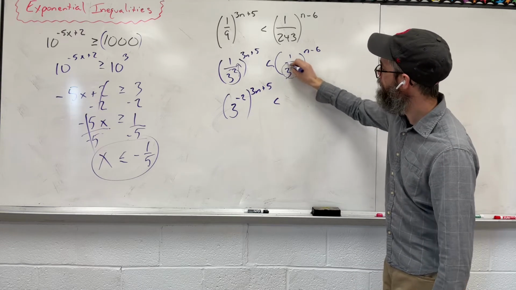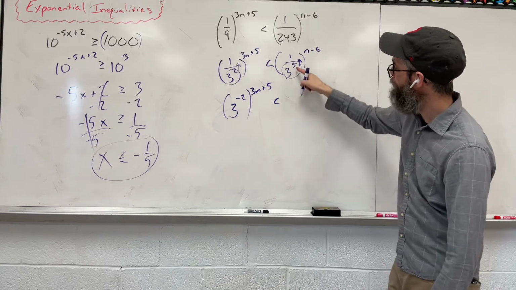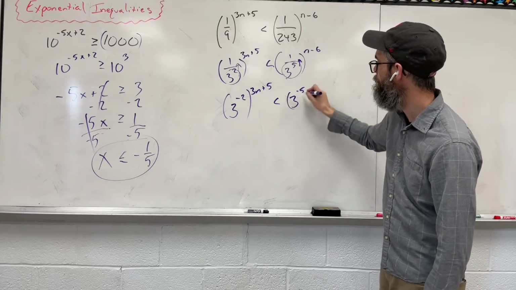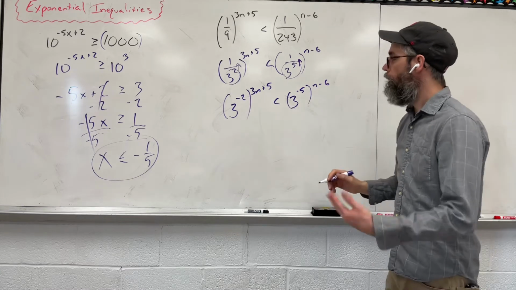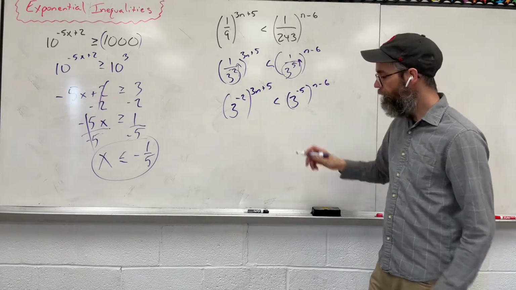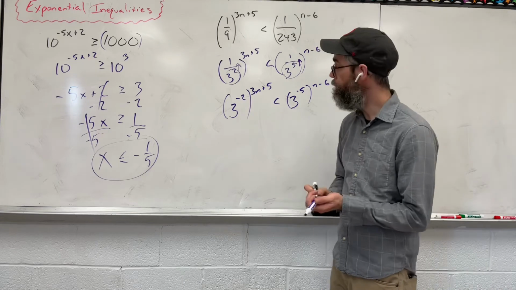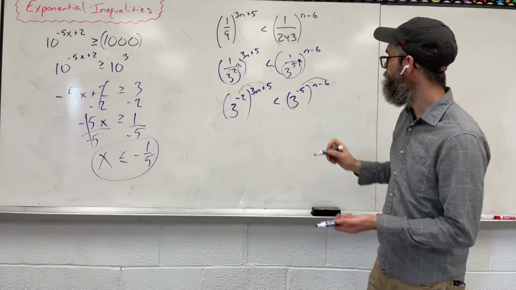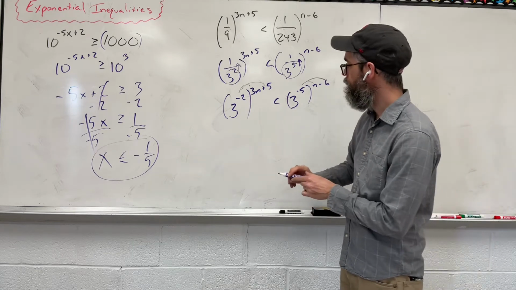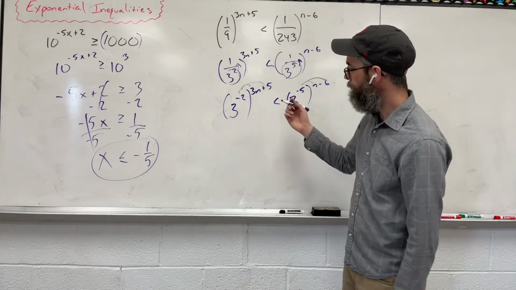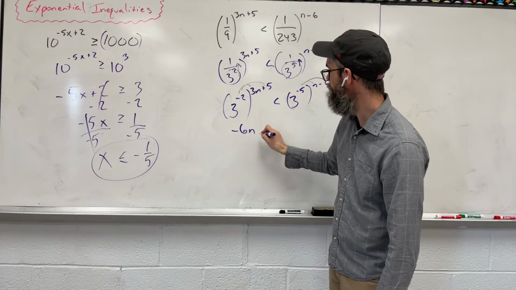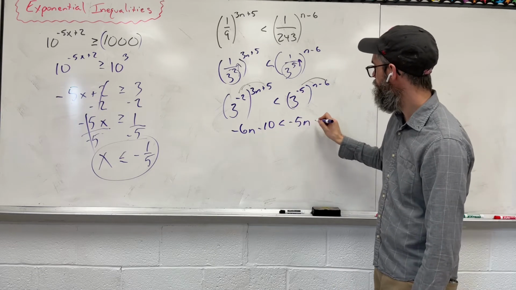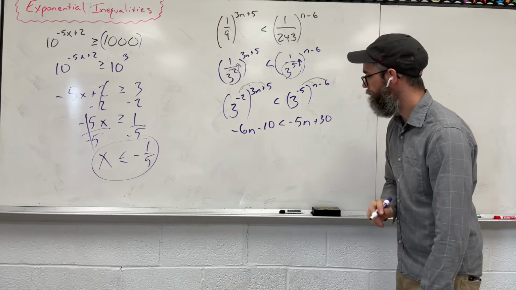So same thing, let's take this 3 to the 5th, we're going to move it up, and that exponent's going to change its sign. So it's going to say 3 to the negative 5th now. Okay, now our bases are the same. We just have to do some sort of distributive property with that negative 2 and with that negative 5. So ignore the bases. Let's worry about exponents now, giving us negative 6n minus 10 and negative 5n plus 30.